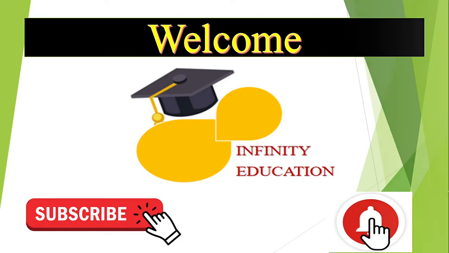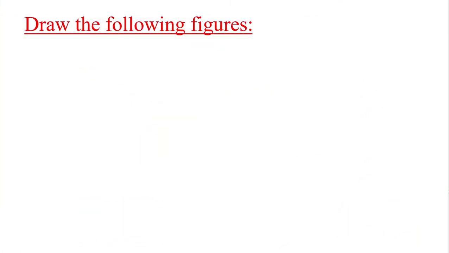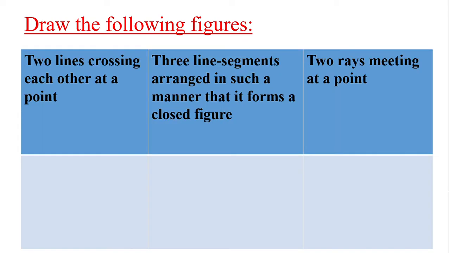So let's start. Before starting, we have an interesting activity. What you have to do is read these statements and draw the figure for each of the following statements. Let's do them one by one. When two lines cross each other at a point.